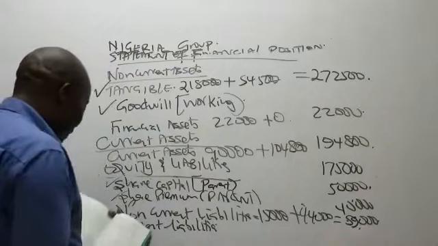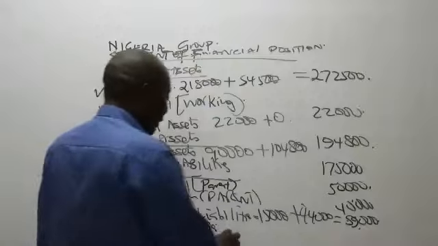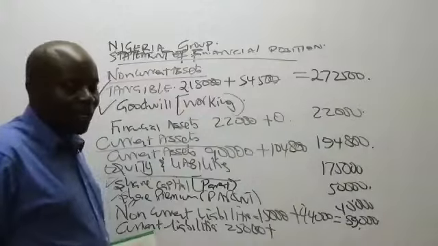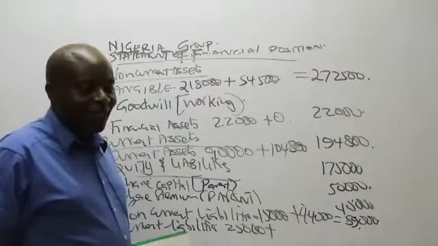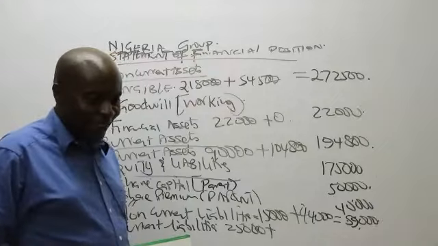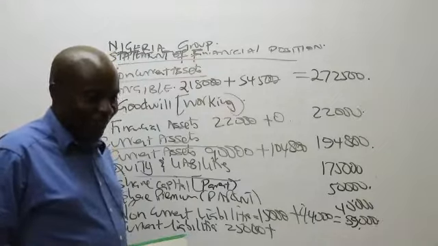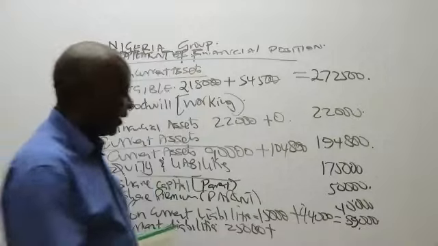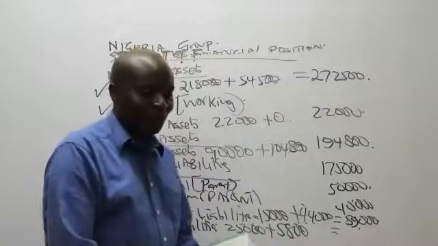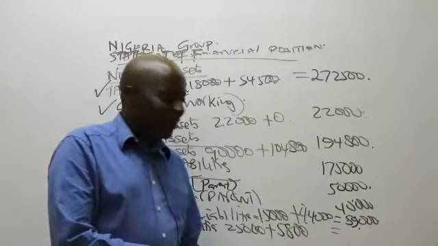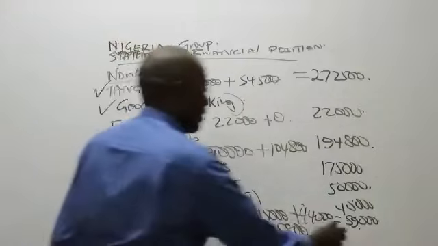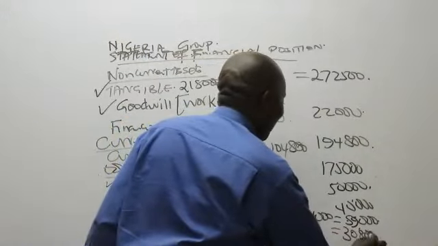So the current liabilities, I'll pick the one of the parent, which is 25,000, plus the one of the subsidiary. What is the subsidiary's current liability coming to? 5,800. Thank you very much. So what will this come to for us, one last time? 3,800. 3,800.